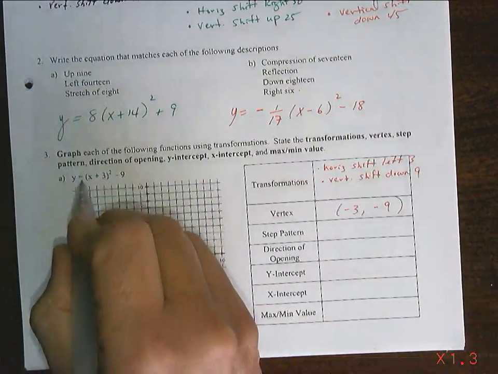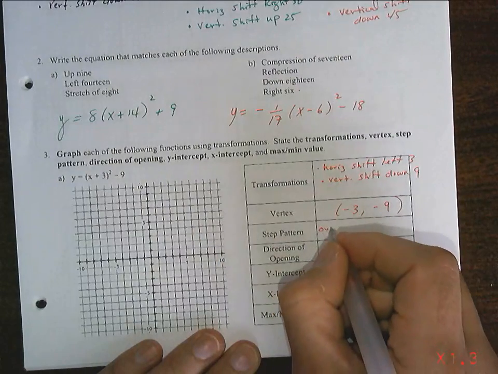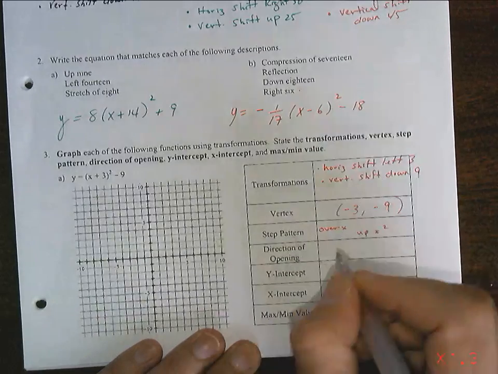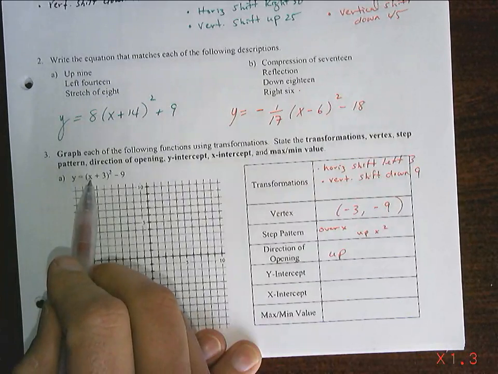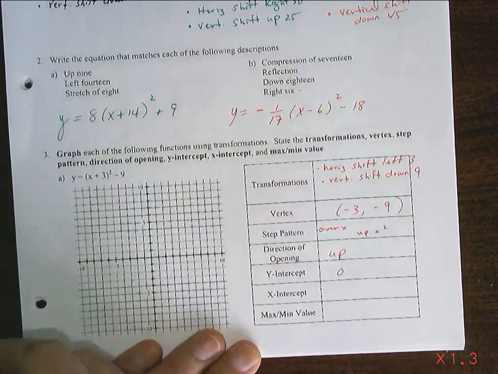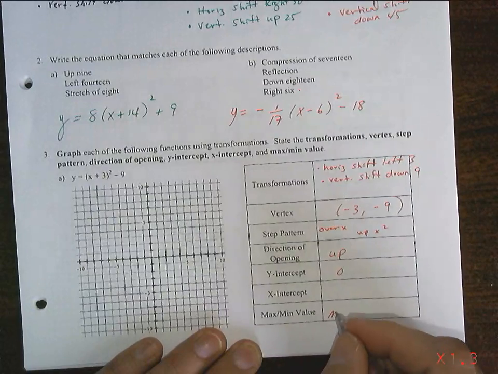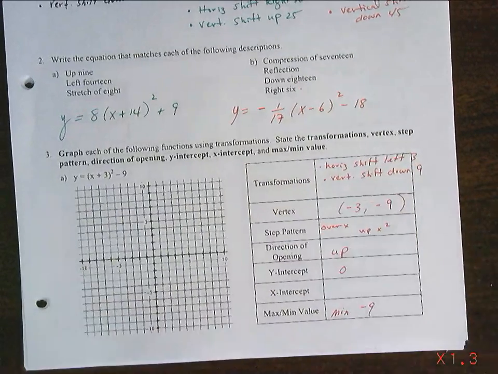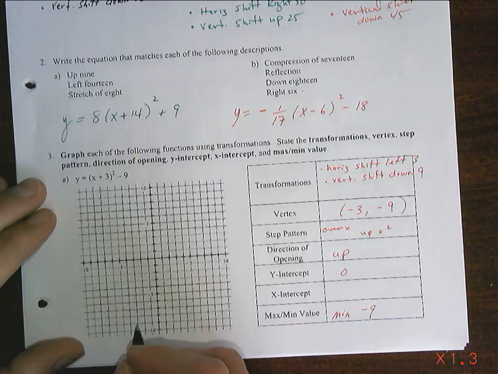Step pattern, there's no number in front of here for a stretch or compression. There's no negative, so it's over x, up x squared. Direction of opening is definitely up. Y-intercept, plug in 0 for x. 3 squared, it's going to be 0. X-intercept, I can't tell from this. Do I have a max or minimum? It opens up, so it's a minimum. And it's going to come from the vertex. It's going to be -9. Let's go and sketch this. -3, -9.